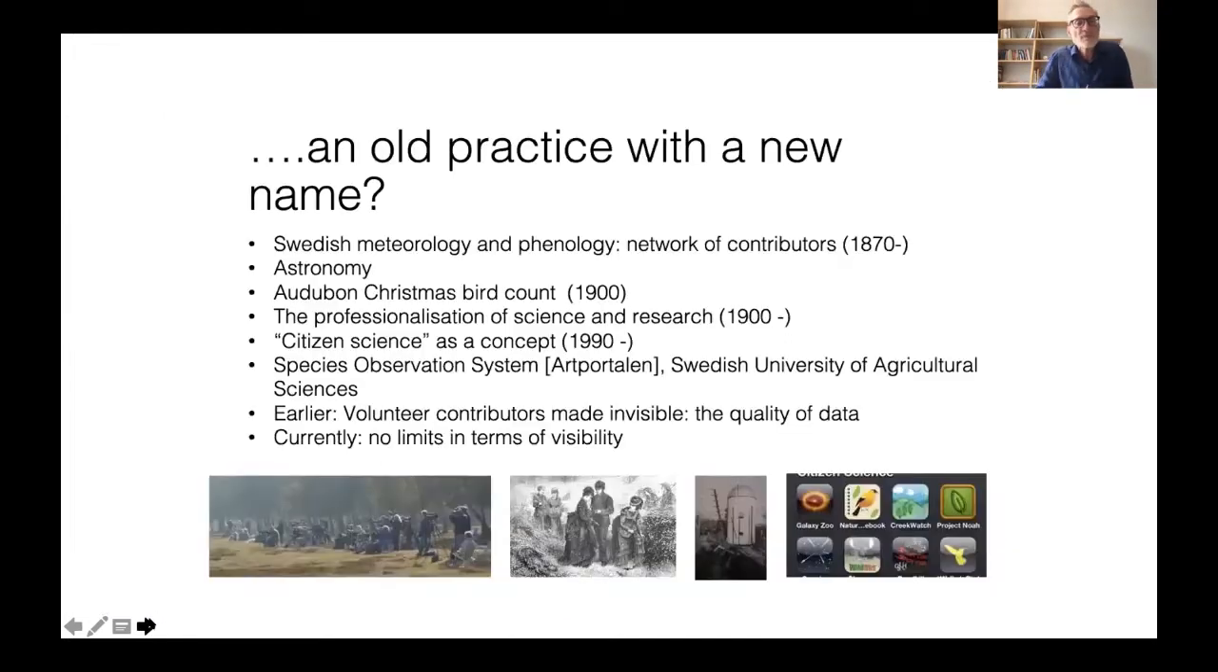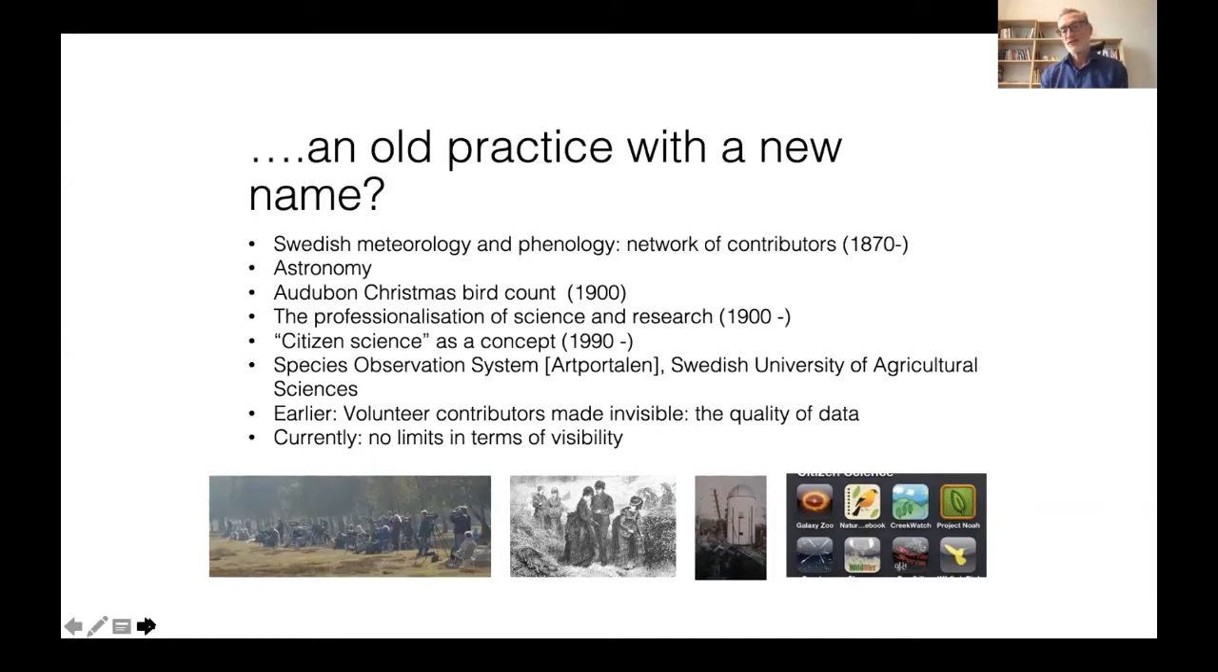Citizen science then is actually an old practice with a new name, or is it really an old practice with a new name? If we go back in history a bit, we can see already in the Swedish context that probably earlier than the 1870s also, we had, for instance, Linnaeus, who can be considered to distribute the tasks of research amongst his disciples and people outside science also. So it's very much about the distribution of tasks in the scientific process. And the Swedish meteorology and phenology already in the 1870s had an extensive network of contributors contributing observations and data to scientists. Astronomy has a very, very long legacy of distributing their tasks beyond professional scientists.